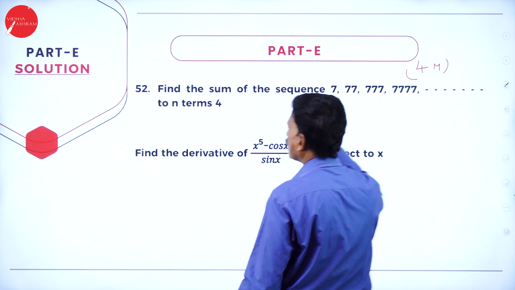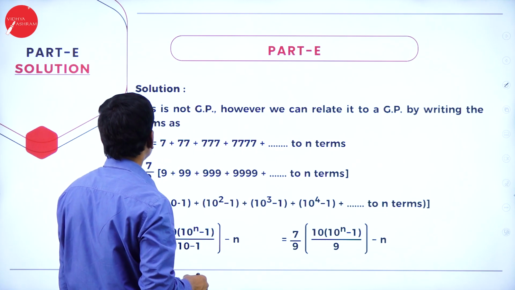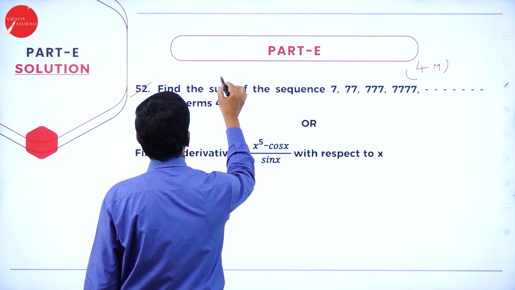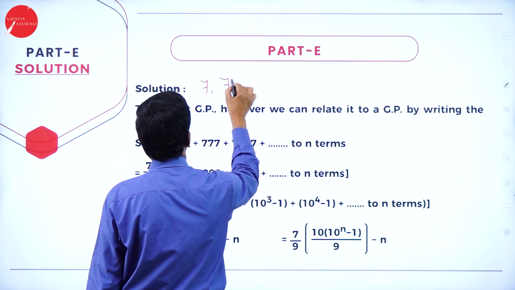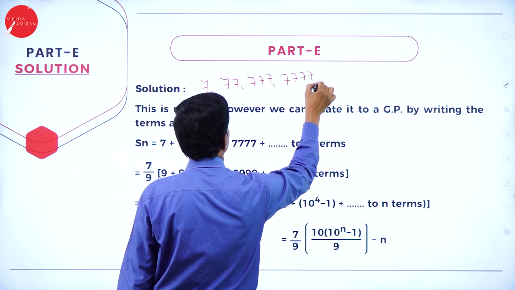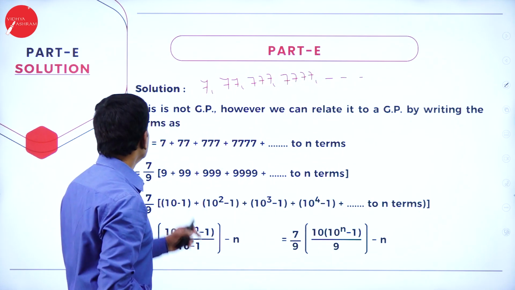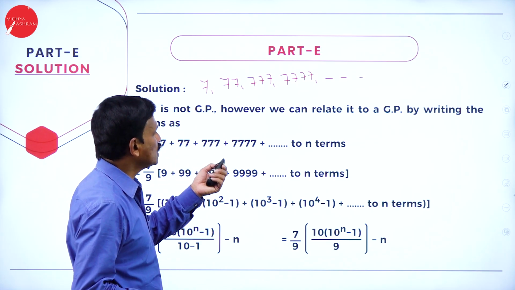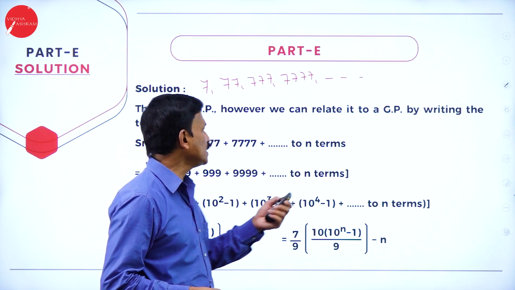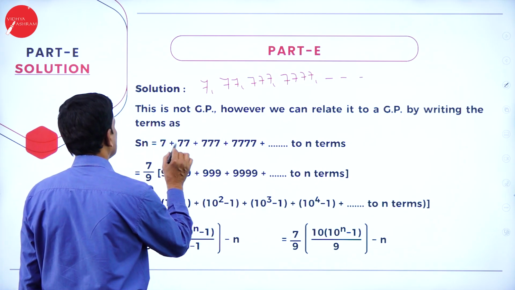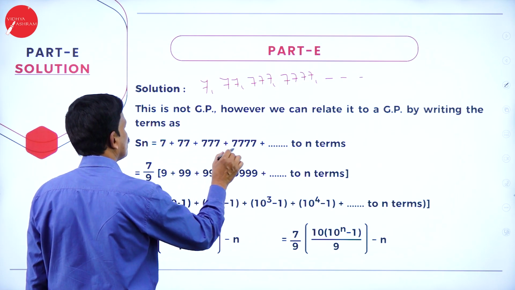Now, let us discuss the first one. What is given? Find the sum of 7, 77, 777, 7777, etc. Right. Now, this is not a geometrical progression, but we can relate it to a GP by writing the terms as Sn = 7 + 77 + 777 + 7777, etc. to n terms.